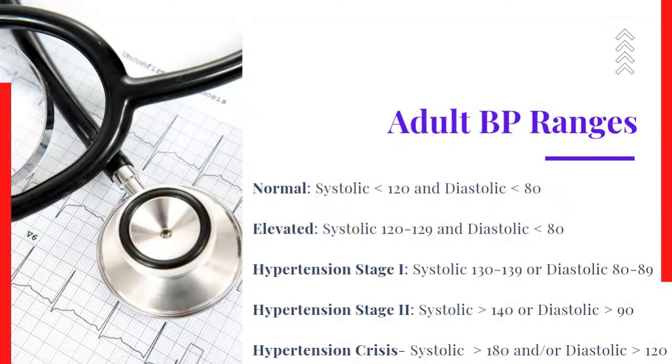Now, stage 1 hypertension, the systolic is between 130 to 139, or the diastolic is between 80 to 89. So if either one of those is true about the blood pressure, that's considered stage 1 hypertension.